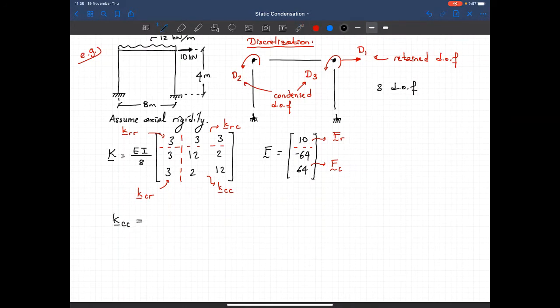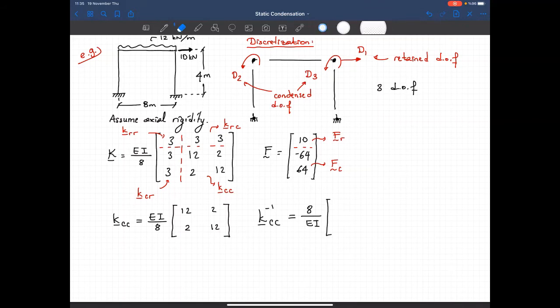Kcc is equal to EI over 8, 12, 2, 2 and 12. And if you calculate the inverse of it, Kcc inverse will be equal to 8 over EI, and I have 0.086, minus 0.014, minus 0.014 and 0.086. That's the inverse of the Kcc matrix.